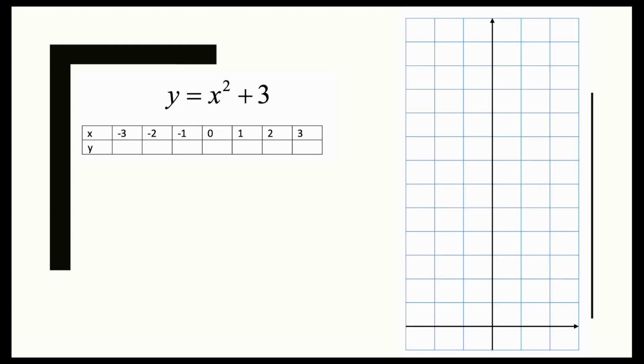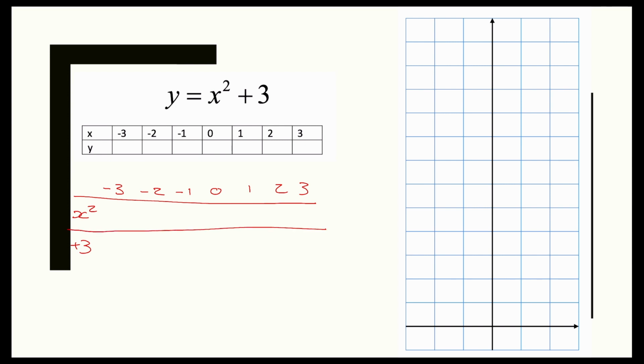Here we are given y equals x squared plus 3. Whenever you get a question like this, the first thing you want to do is redraw the table underneath with extra rows. Down the left-hand side we rewrite the question. Each term has its own line. This allows us to break the problem down. Above our table we write out the x values given in the question.